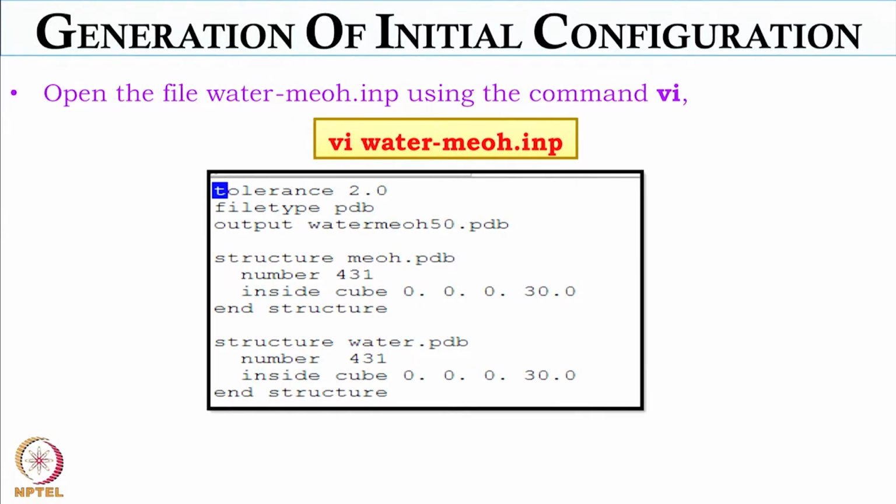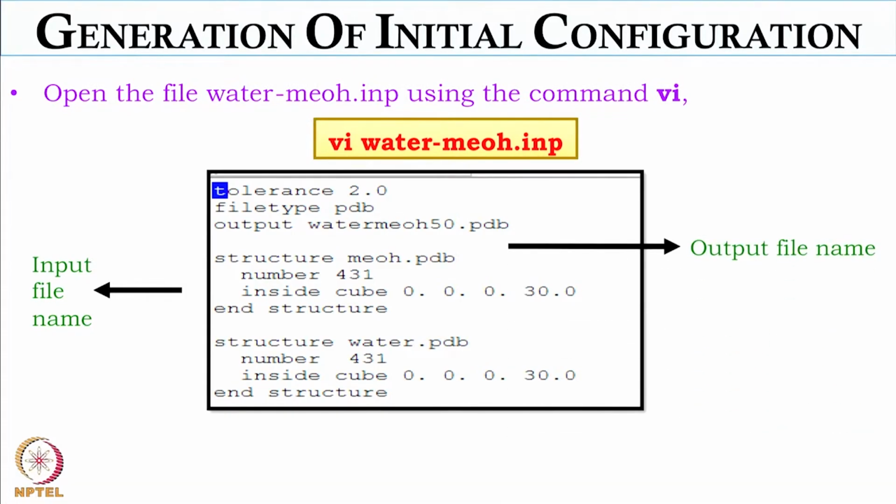Not an issue. So again, why have you called it water meoh50.pdb? Because this is the water methanol mixture, a 50% mixture. To have a clear idea, suppose you are doing more and more simulations, so you have many output files. So you'll have clarity. It is good to have a file name which reflects the final composition or the initial composition, so that you won't get confused.